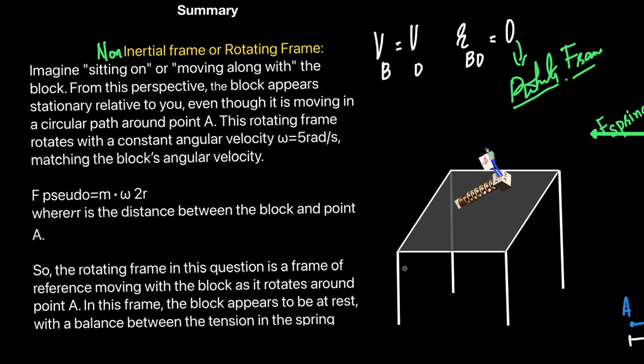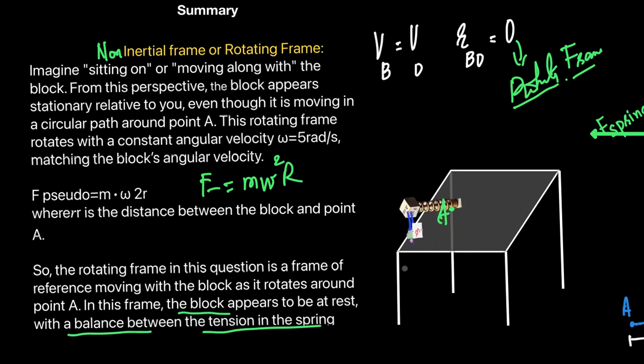This magnitude is given by m into omega. It is not omega into 2r. It is F is equal to m into omega square r, right? So the rotating frame in this question is a frame of reference moving with the block as it rotates around the point. This is a point A. In this frame, the block appears to be at rest with a balance between the tension and the spring.